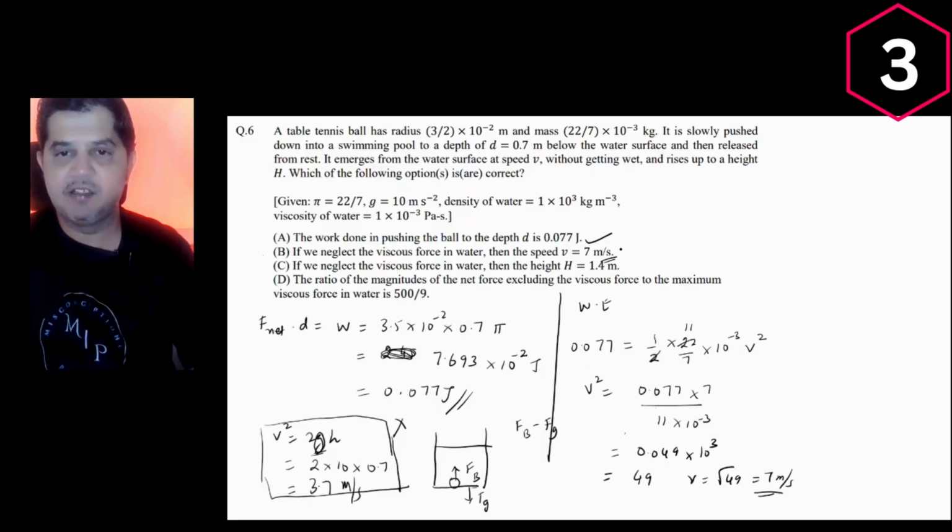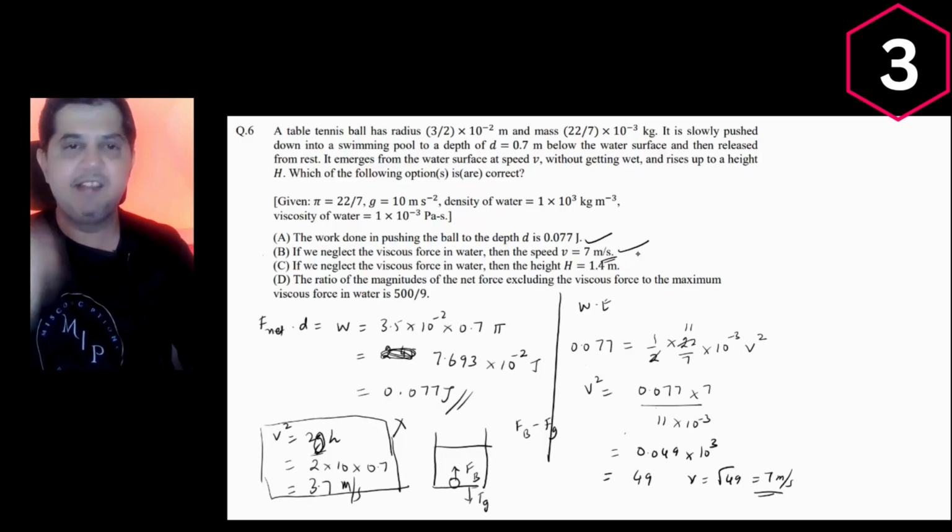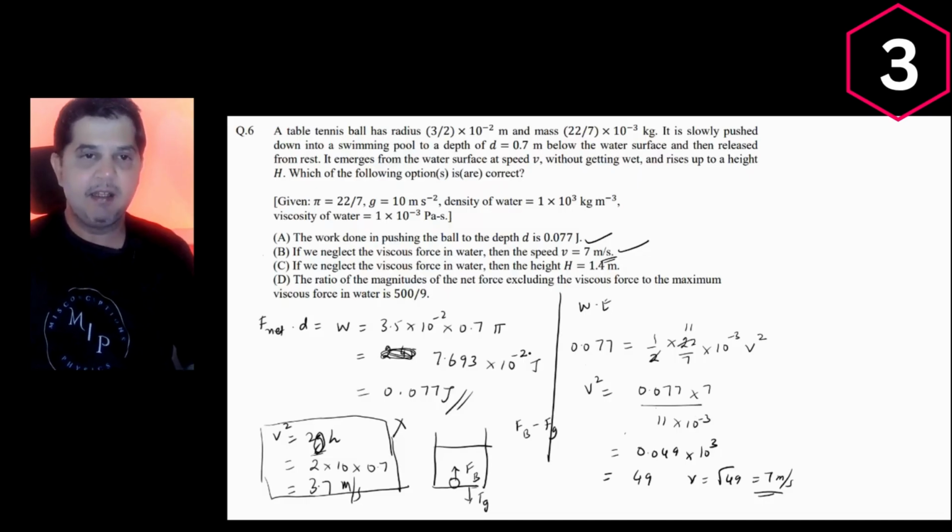Wow, we have got this also. See, IIT problems, we are easily solving them, right? Okay, now let us look at the next one. B is also done. Then if we neglect the viscous force in water, the height h is equal to 1.4 meter.